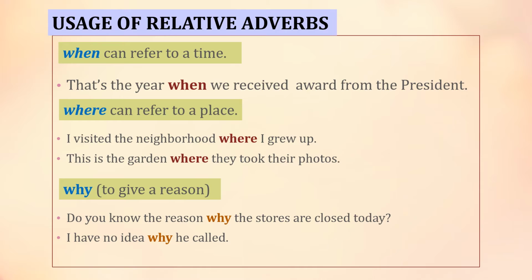Where refers to a place. It allows us to understand the location of the subject of the sentence in a less formal manner. For example, I visited the neighborhood where I grew up. So it denotes the place where I visited.